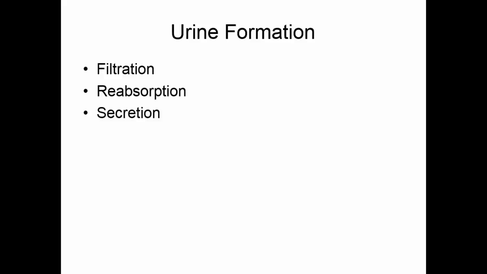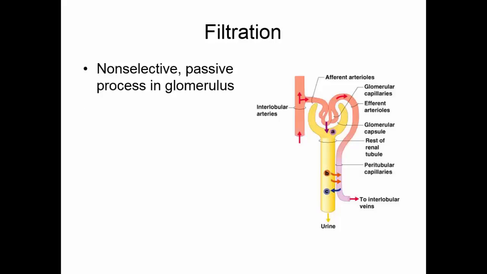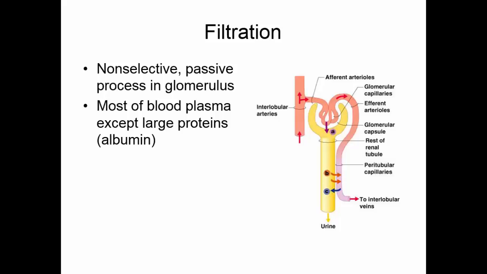Urine formation is a three-step process: filtration of the blood, reabsorption of necessary materials, and finally secretion of unwanted materials. Filtration is a non-selective passive process that occurs in the glomerulus. Because of the high blood pressure in the glomerulus as a result of the size of the afferent and efferent arterioles, most of the blood plasma is filtered from the blood into the collecting tubules. The only thing that stays in the blood are large proteins and the blood cells.